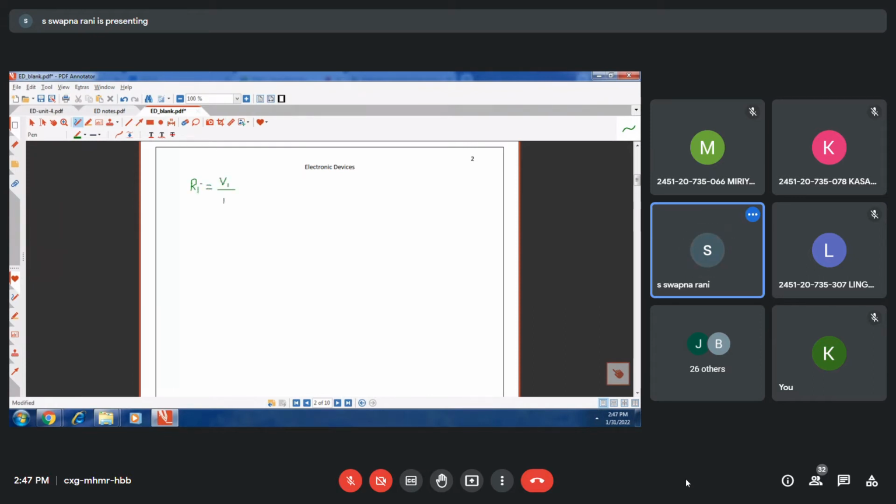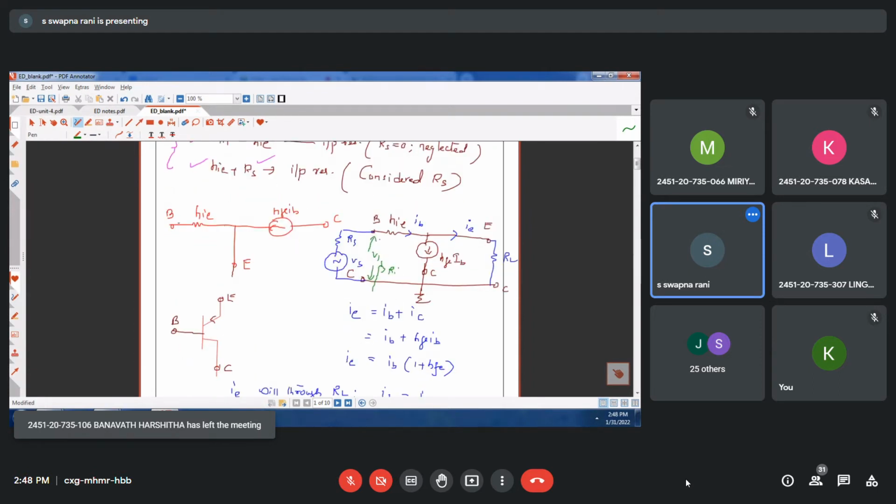V1 by IB. So what is V1? Now for this, I will apply KVL to this loop, this entire loop.